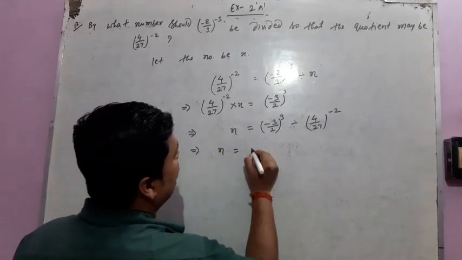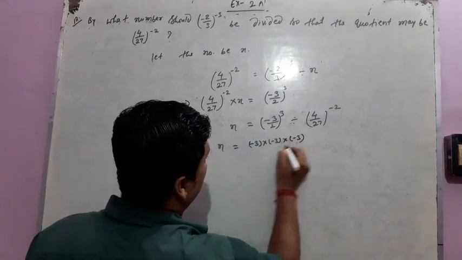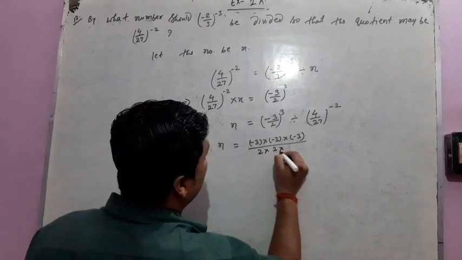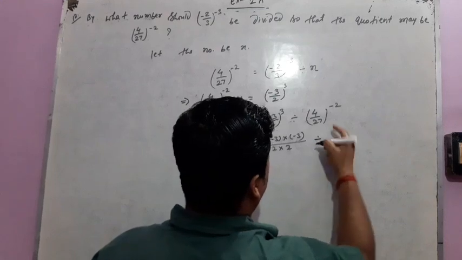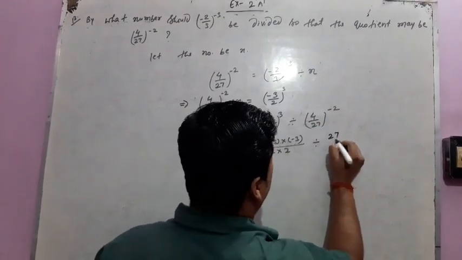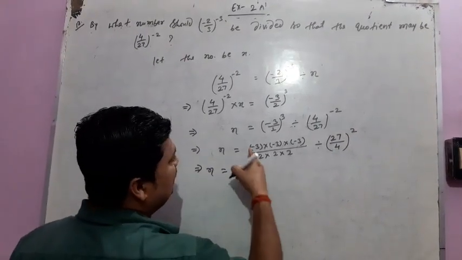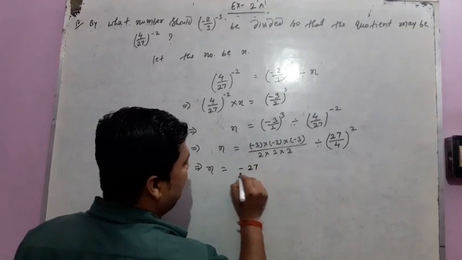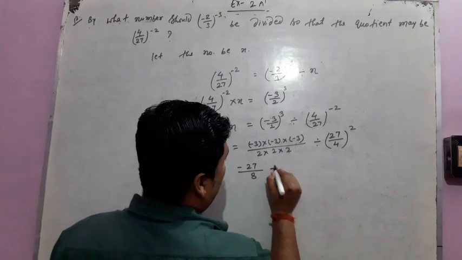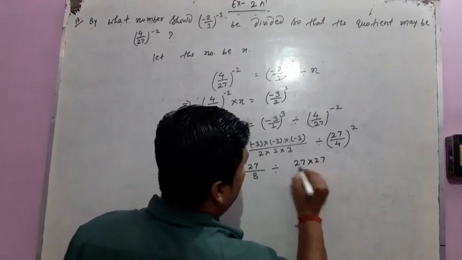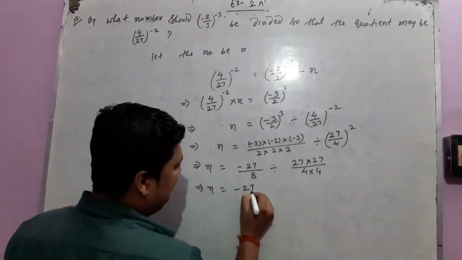Therefore x equals (-3) into (-3) into (-3) by 2 into 2 into 2. That would be equal to, now the divide sign, and for removing this minus sign we have to write the reciprocal of this fraction, (27/4)^2. Now multiplying the terms here, 3 3s are 9, 3 are 27, minus 27 by 2 2s are 4, 2 are 8. Now divided by 27 into 27 by 4 into 4. Therefore x equals minus 27 by 8.